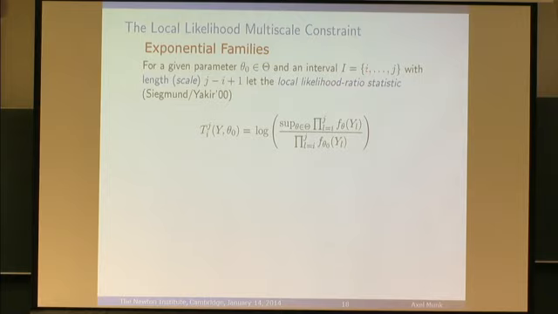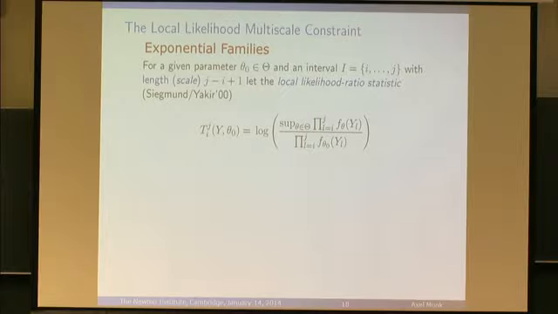You can take a window of length j minus i plus 1, from i to j, and then you can test for local constancy. And it's more convenient to test for a fixed constant value theta 0. So what could you do if you want to do it statistically efficiently? You would employ a likelihood ratio statistic, right? So that's what I have written here.